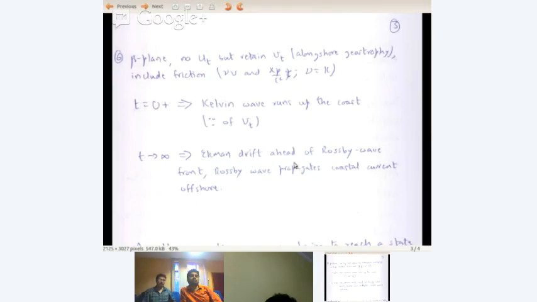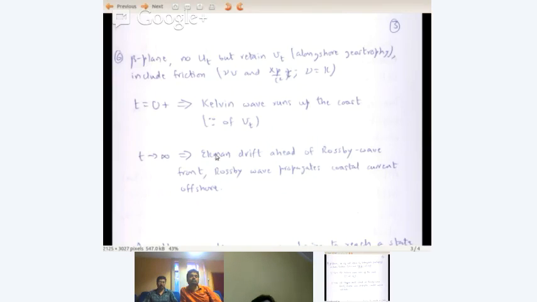We looked at the solution in two limits. T equals 0 plus, so you just switch on the wind. Kelvin wave runs up the coast because of VT. It's like an F-plane. The beta effect is something that works more slowly because the beta effect introduces the Rossby wave, which propagates westward and does so at a slow speed. So the immediate response that you get is the Kelvin wave shooting up the coast, poleward.